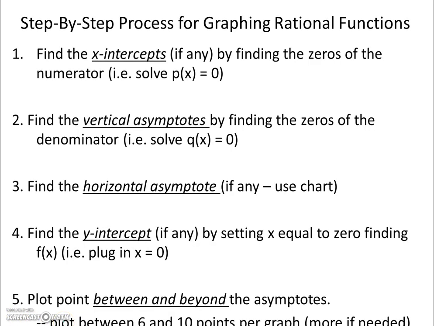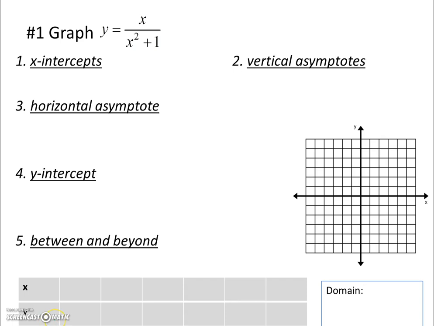So on this next one, it's this 5-step process for graphing these rational functions. So we're going to find x-intercepts, if any, by setting the numerator equals 0. We're going to find the vertical asymptotes by setting the denominator equals 0. We're going to look for horizontal asymptotes by using the chart. We're going to look for the y-intercept by plugging in x equals 0, if there are any, and then we're going to plot points beyond and between the asymptotes, and we need between 6 and 10 points per graph. So we're going to have some on one branch, some on the other, and sometimes you might just have one branch and you'll have to have multiple until you can see what the graph is going to look like. So let's go ahead and move on to example number 1.